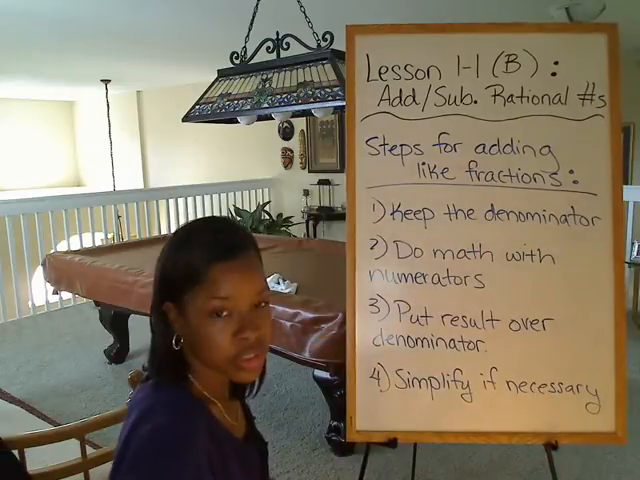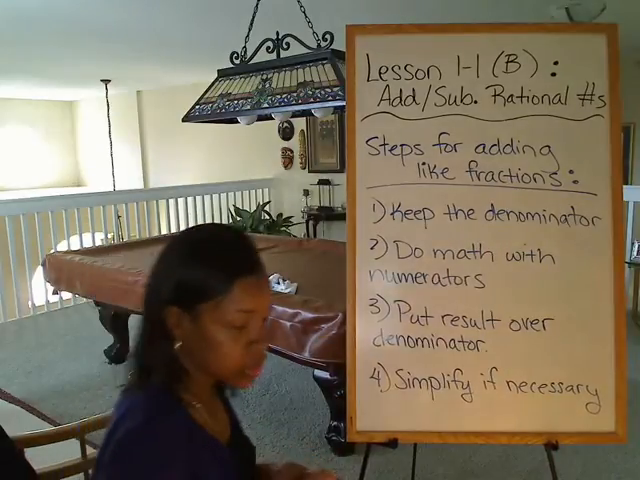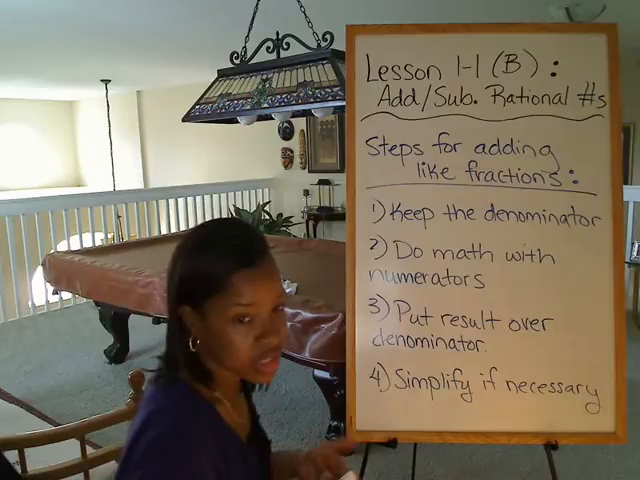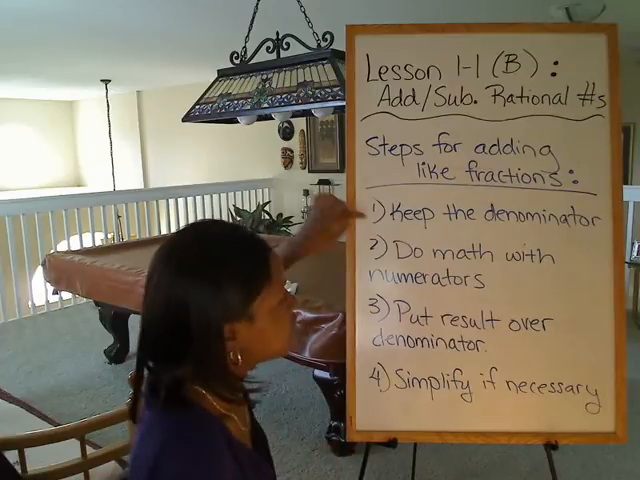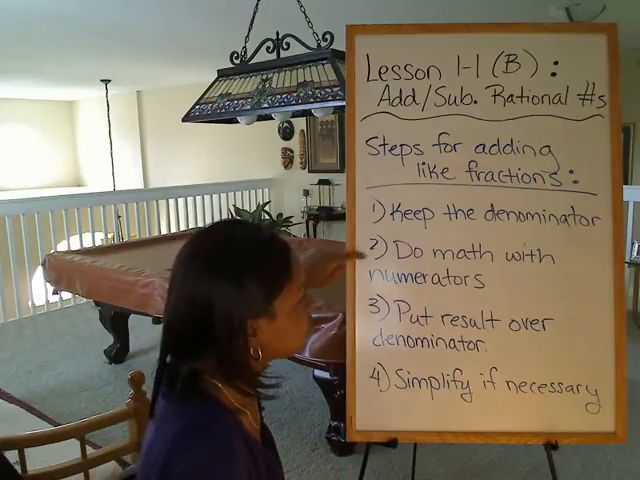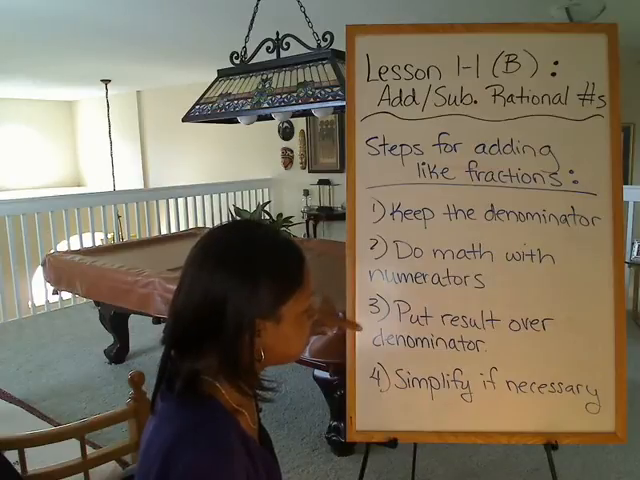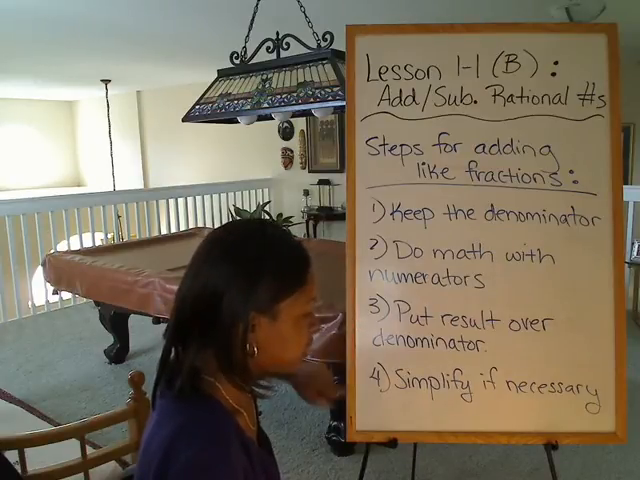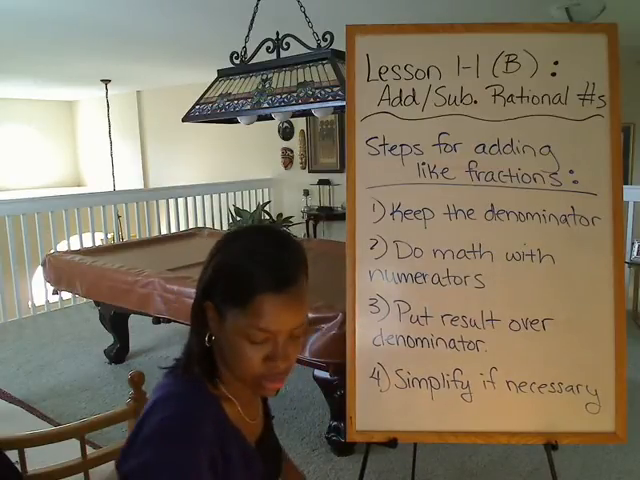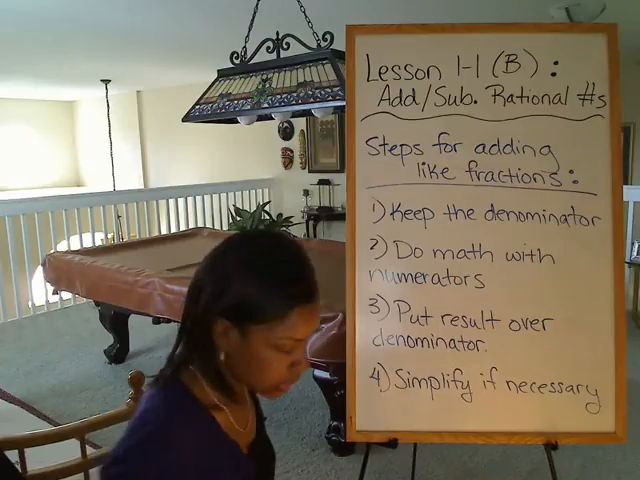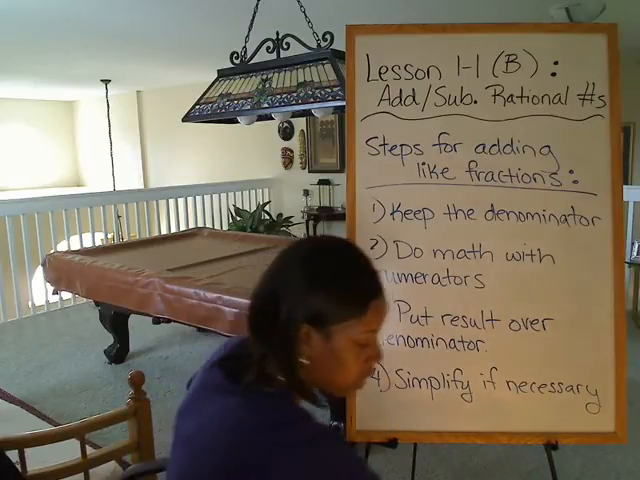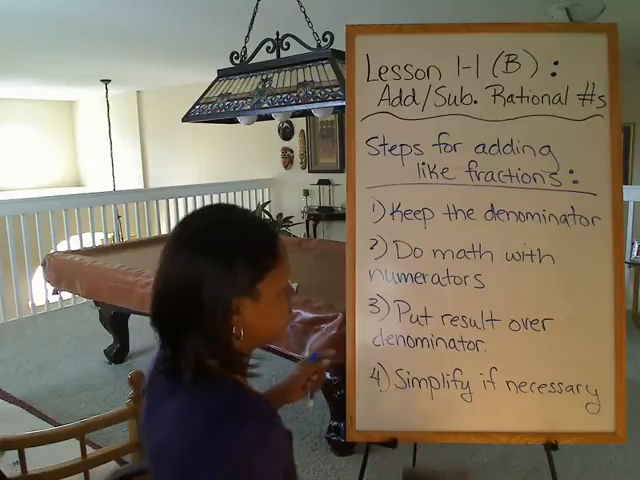Okay, so those are the 4 steps. You keep the denominator, and these are for like fractions. Remember, the fractions that have the same denominator. So you just keep that denominator. You do the math with the numerators. You put the result over the denominator, and then you simplify if necessary. Those are the 4 steps. Okay, and I'm going to do a couple examples with like fractions.